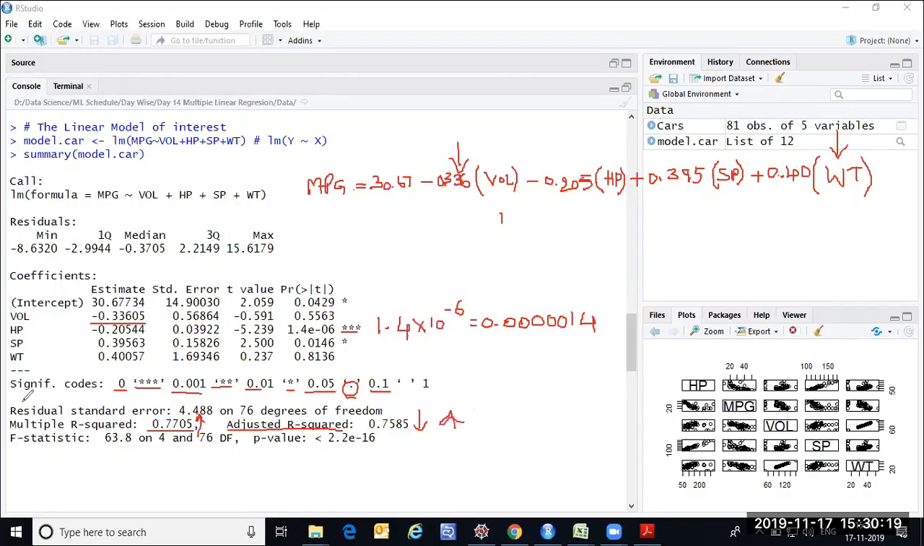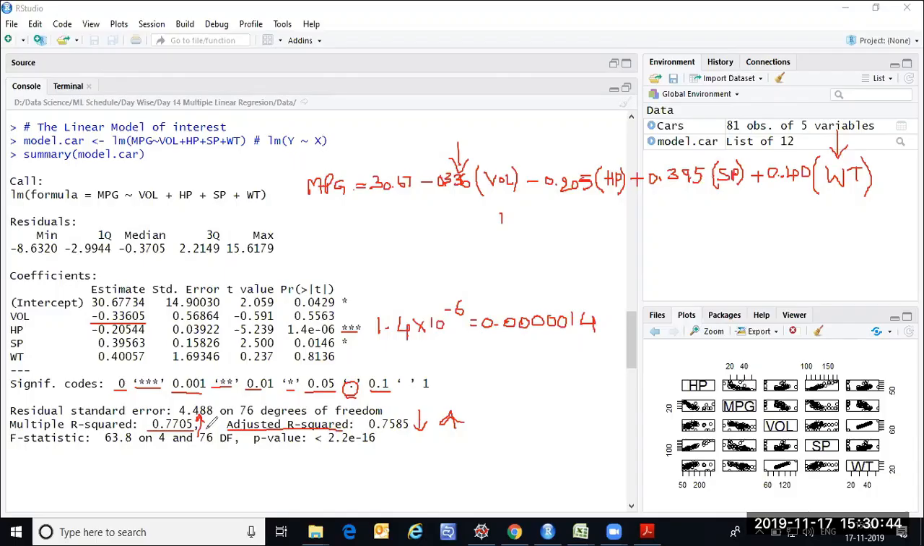But for multiple R-squared value, irrespective of whether it is a relevant variable or irrelevant variable, if it is relevant, it starts increasing. If it is completely irrelevant also, sometimes it may increase, but it will definitely not decrease. It would stay at the same level where it was, but it will not decrease.